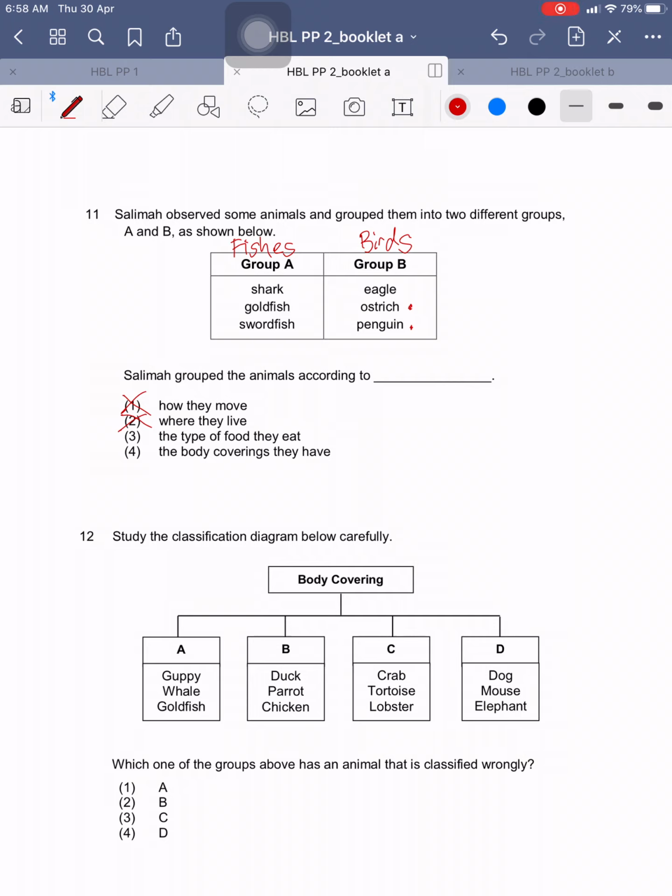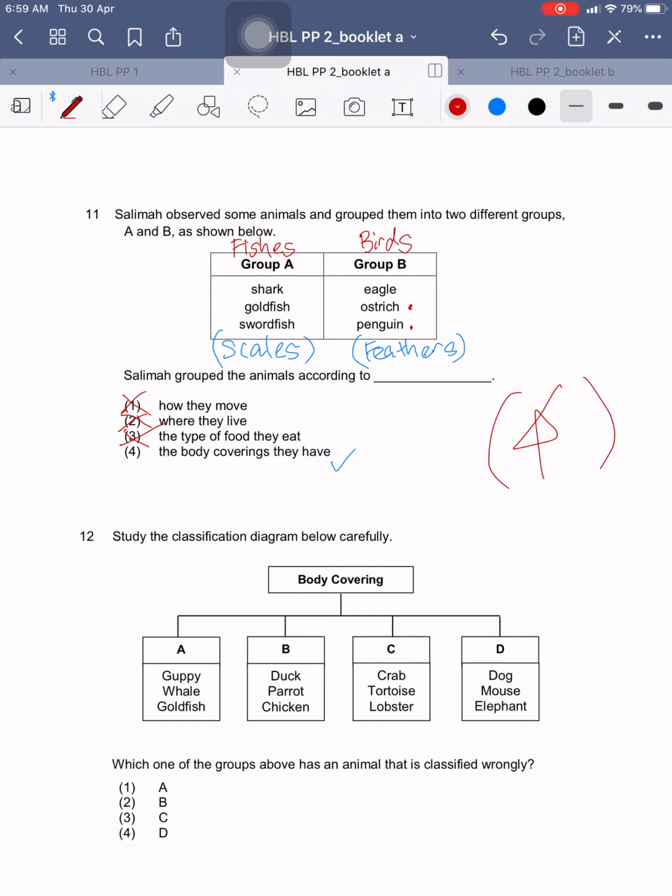Option 3, the type of food that they eat. Well, what eagle is eating and what penguin is eating will not be the same. Alright, so we do not consider this. Option 4, the body coverings they have. Now we know that fishes have scales, and birds all have feathers. So the body covering will be correct. Alright, so this option is 4. So Salima grouped the animals according to the body coverings they have.